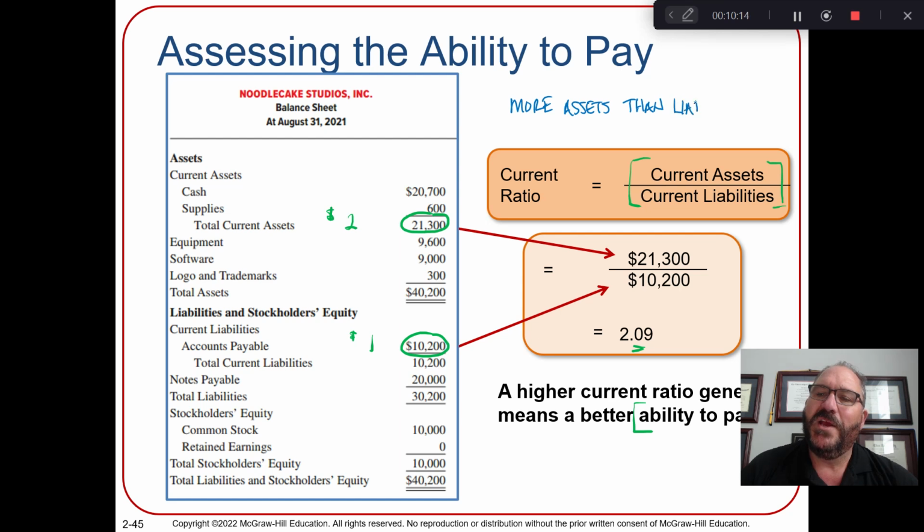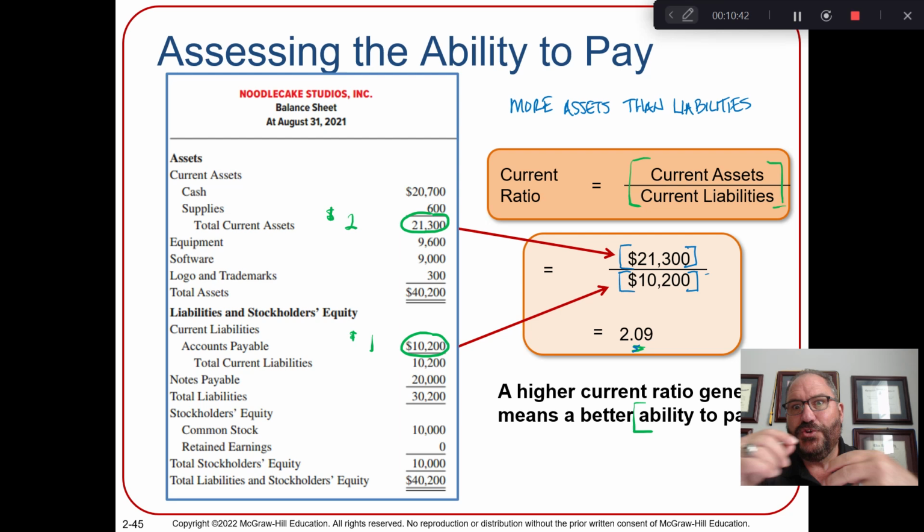Okay. Now, by the way, it kind of makes sense, right? You better not owe more than you have. So here, our current assets are 21,300. Our current liabilities are 10,200. So notice it's 2.09. What it means is basically that for every dollar we owe, we have current assets worth about $2.09. So notice we have basically a little bit over a 2-to-1 ratio, right? Which is good.